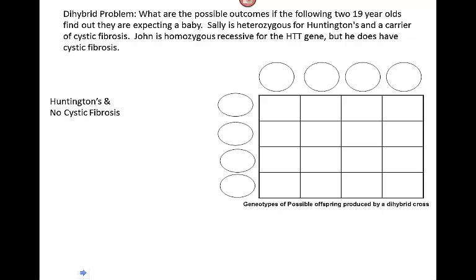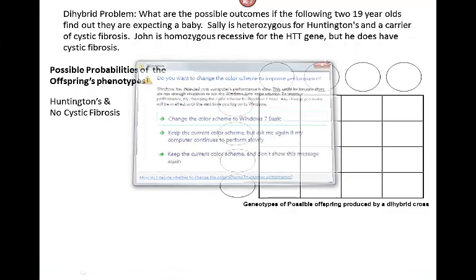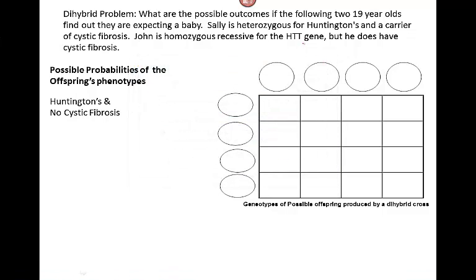So what are the chances? Let's take a look here. What are the possible probabilities of the offspring's phenotype? So I normally put the female up here, so this is going to be Sally's eggs. Inside the Punnett square are the possible offspring. On the side, those are going to be John's sperm.